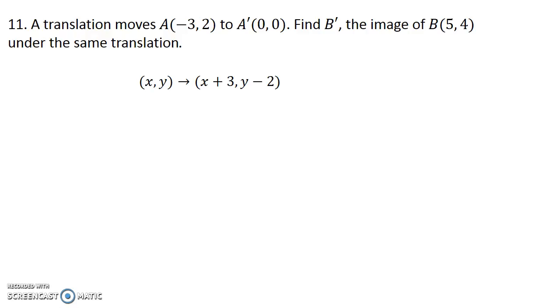My 5 comma 4 is going to be moved to the right 3 and down 2. So since I don't have a graph, I'm just going to go ahead and plug it in. I'm going to say my 5 is going to be increased by 3. My 4 is going to be decreased by 2. So when you put that together, you find that while B started at 5, 4, B prime will be moved to 8, 2, since it's the same translation that happened to A and A prime.